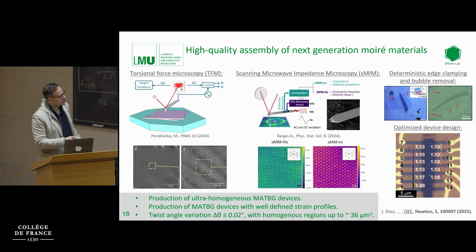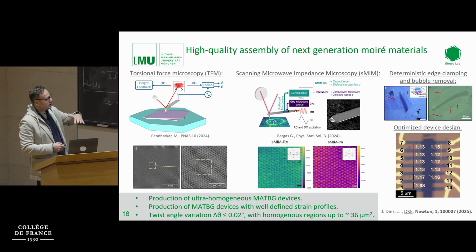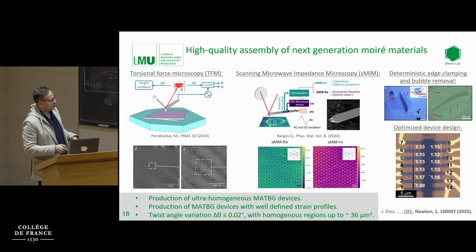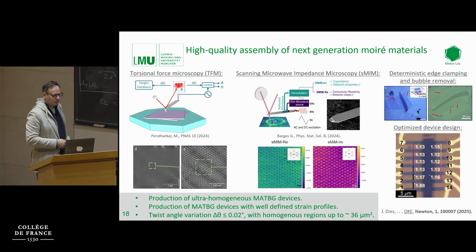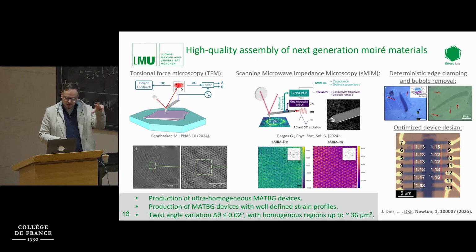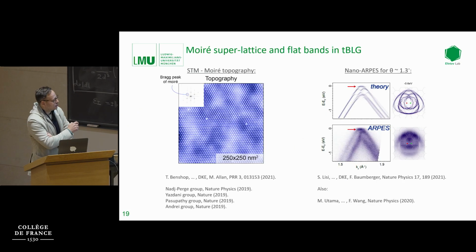And also recently, we incorporated this scanning microwave impedance microscopy technique, which can also image through the HBN. So even in HBN-encapsulated transport devices, if we keep the HBN thin enough, we can actually resolve this moiré superstructure, and we can really know exactly what the moiré looks like in the transport device.